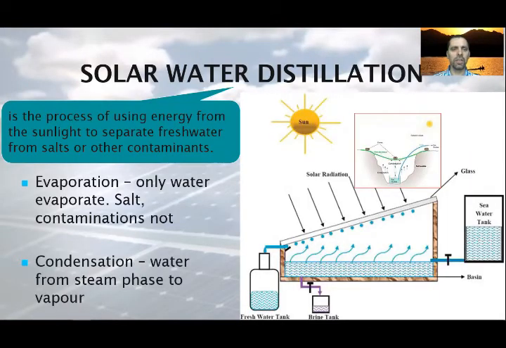There is a great need to find ways to supply water for the Earth's population. Many countries are facing water shortages or have residents who use and drink contaminated water. Finding different ways to use our renewable resources, for example solar power, has become an interest. Solar water distillation is the process of using energy from the sunlight to separate freshwater from salts or other contaminants.